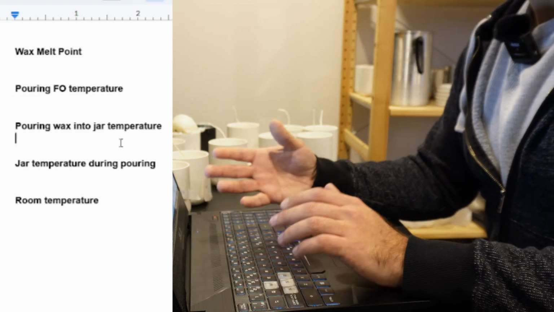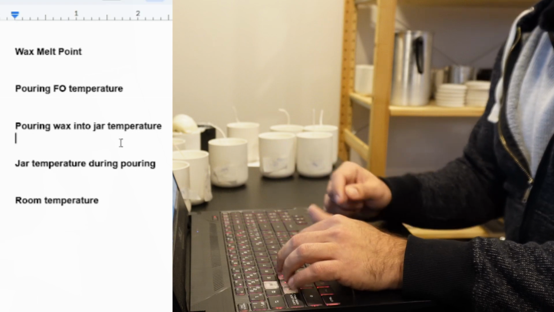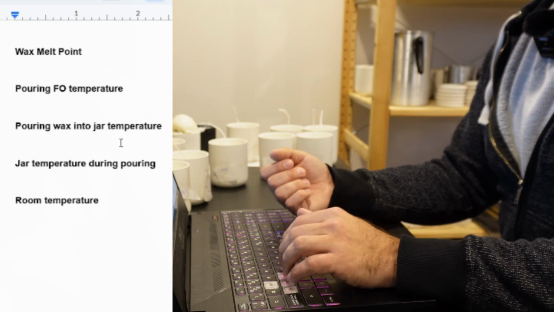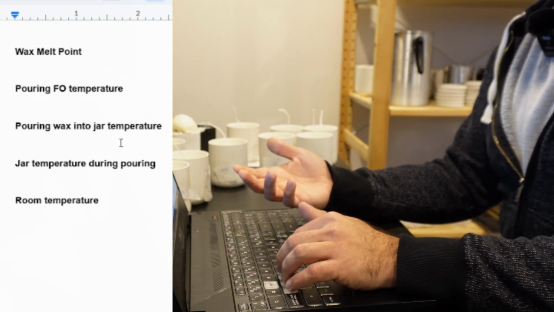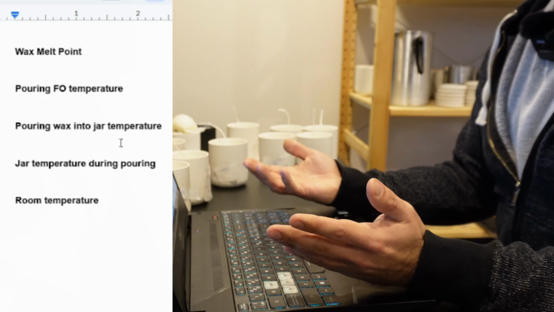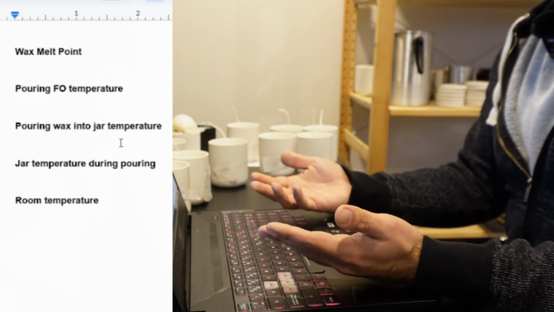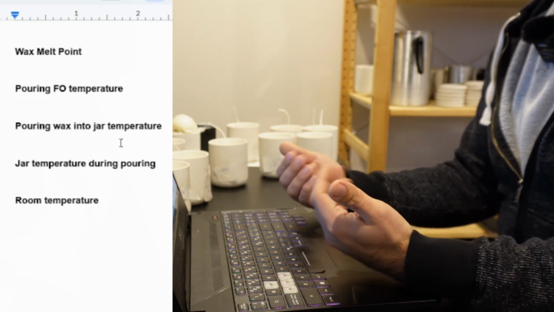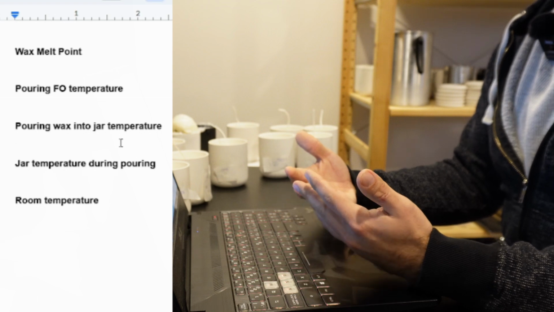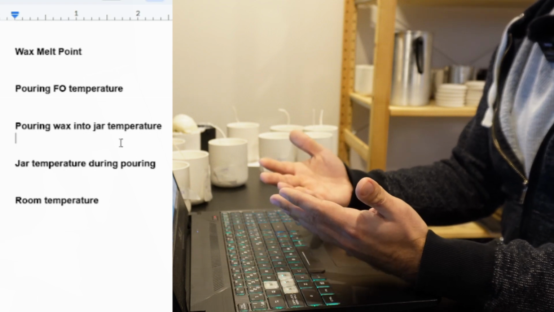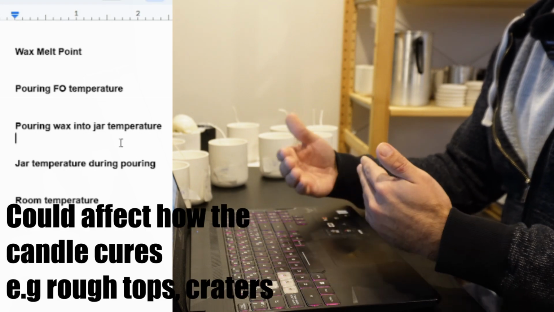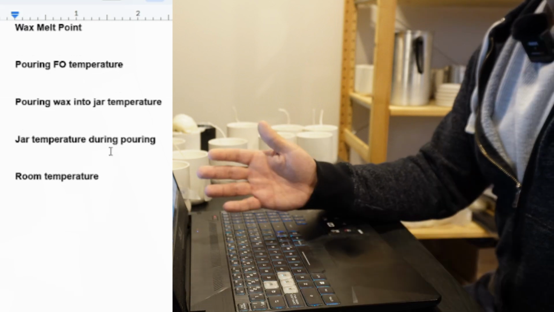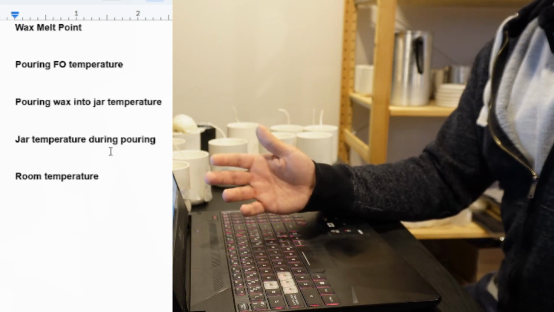Pouring wax into jar temperature: at what temperature do you pour the wax into the jar? If you've done some research, you've most probably heard like 20 different numbers, which simply indicates that what works for them won't work for you, what works for me won't work for them. And so just keep this number in mind and tweak it accordingly if you think that this might be a big issue.